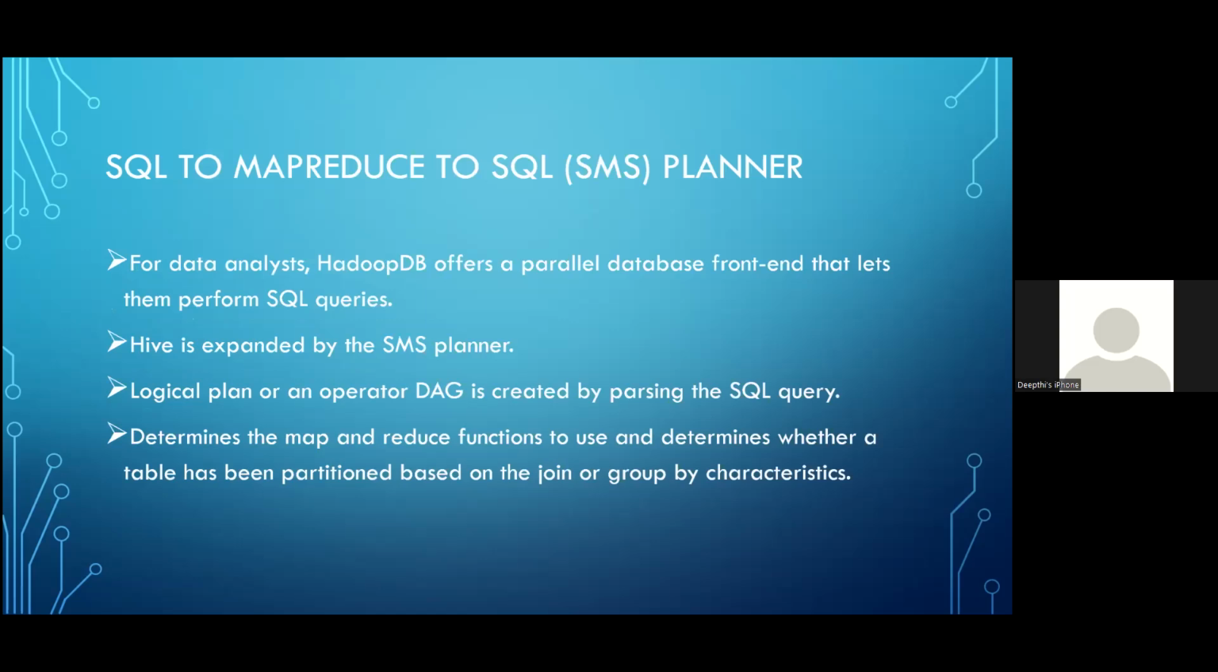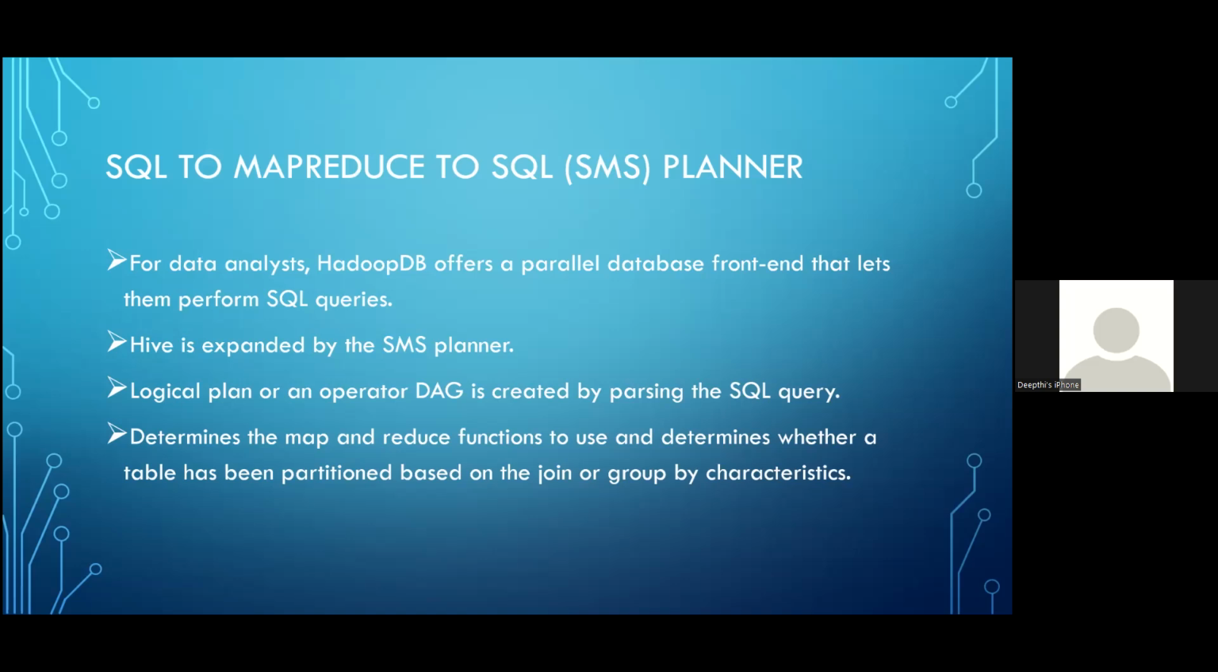Hi everyone. Now I'm going to talk about SQL to MapReduce, the SMS Planner. HadoopDB provides a parallel database front-end to data analysts, enabling them to process SQL queries. The SMS Planner extends Hive. Hive transforms HiveQL, a variant of SQL, into MapReduce jobs that connect to tables stored as files in HDFS. The MapReduce job consists of DAGs of relational operators that operate as iterators. Each operator forwards a data tuple to the next operator after processing it.